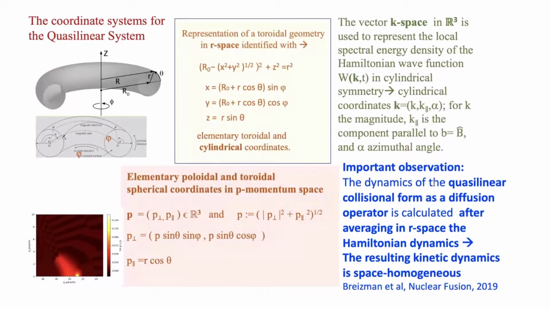So here is the observation. The dynamics of the quasi-linear collisional form that I'm going to describe next as a diffusion operator is calculated after the average in our space. The Hamiltonian dynamic, so an aspect of the Hamiltonian dynamics. The resulting kinetic dynamics is space homogeneous. And this is interesting because you say, well, what happens there?